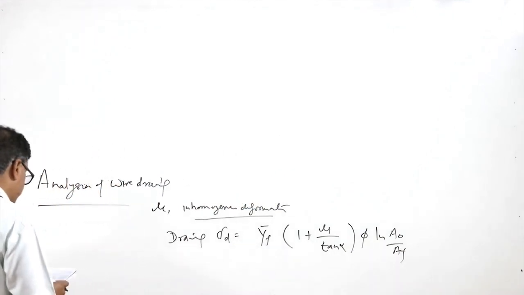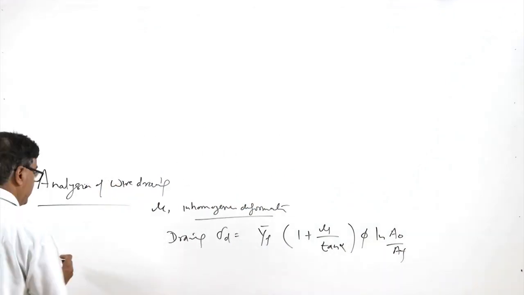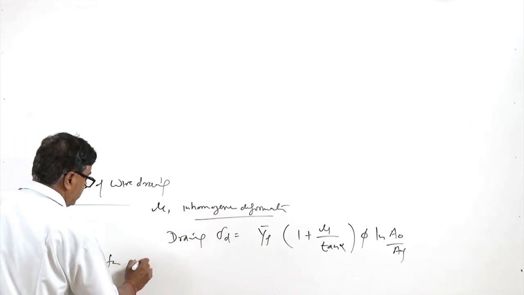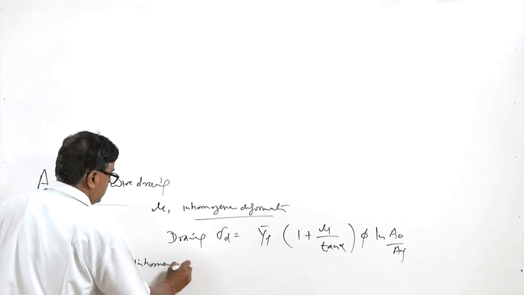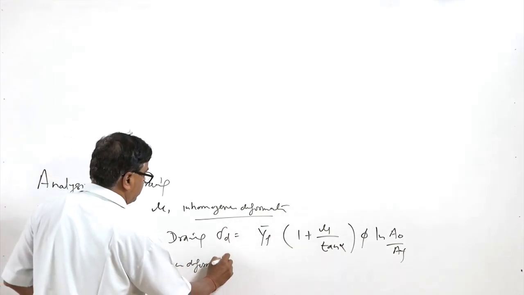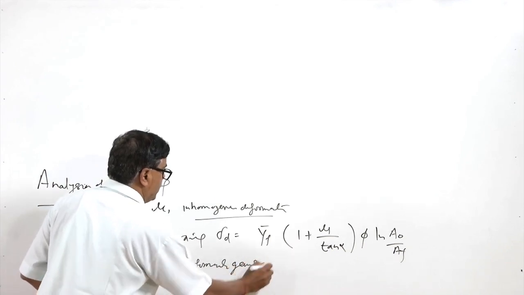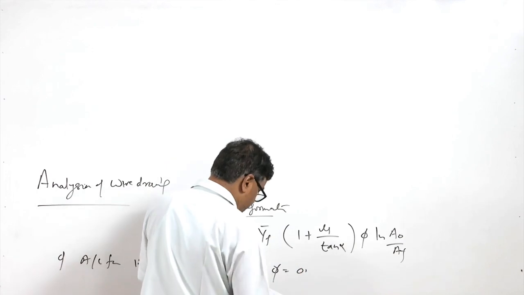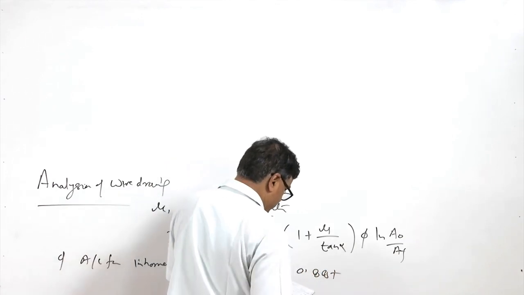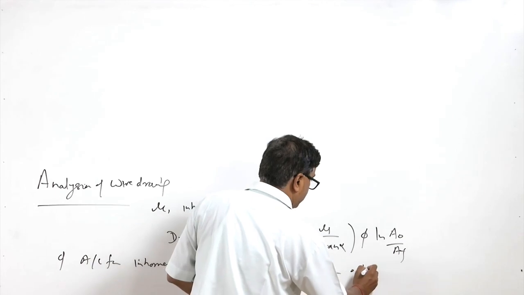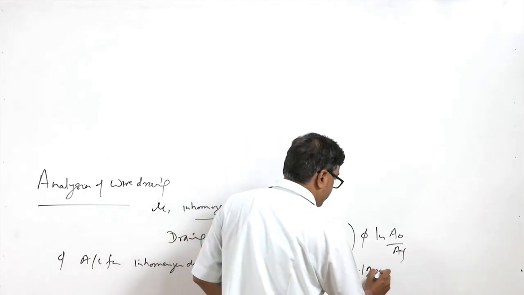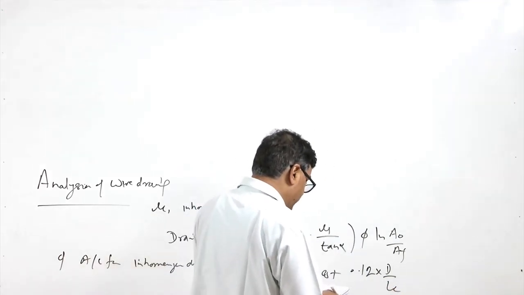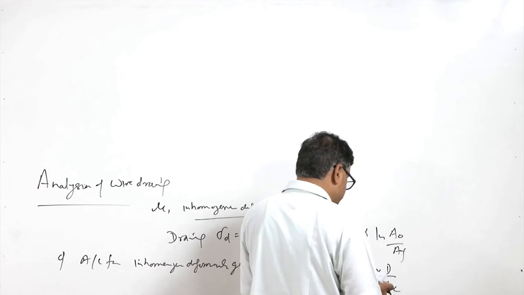So, here the phi basically accounts for the inhomogeneous deformation geometry, which is given with the help of phi equal to 0.88 plus 0.12 into d by LC. LC is the length of the contact and d is the average diameter.